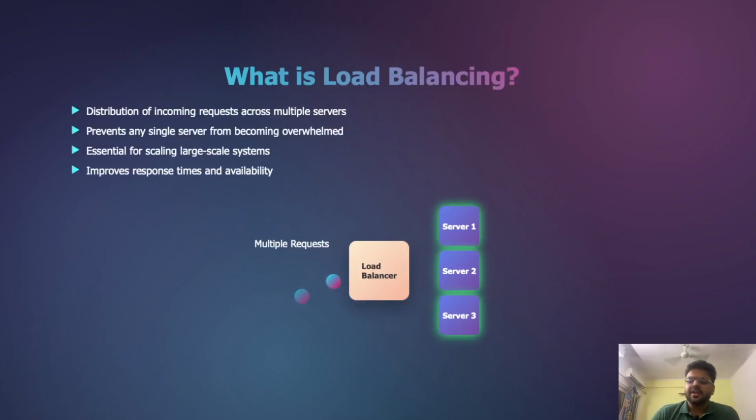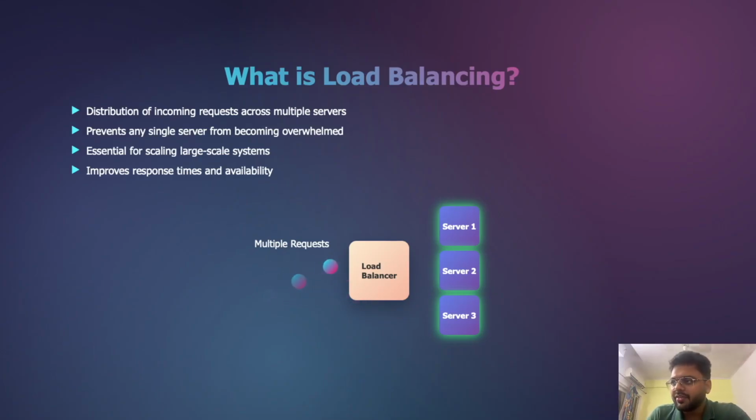So let's start from the basics of what exactly is load balancing. Load balancing is essentially the distribution of incoming network requests across multiple servers. You can think of it like a traffic controller at a busy intersection. Instead of letting all the cars go on one road and create a massive traffic jam, the controller directs the traffic to different routes to keep things flowing smoothly. The key goal here is to prevent a single server from being overwhelmed.